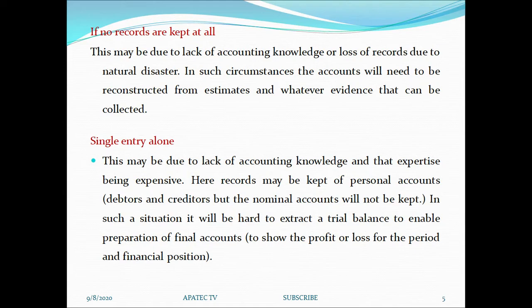When it is recorded as a single entry, this may be due to the lack of accounting knowledge and that expertise being expensive. Here, records may be kept of the personal accounts, like debtors and creditors, but the nominal accounts will not be kept. In such a situation, it will be hard to extract a true balance to enable preparation of final accounts to show the profit or loss for the period and the financial position.